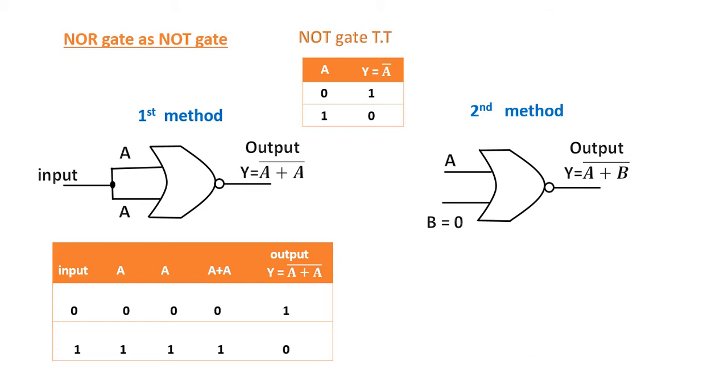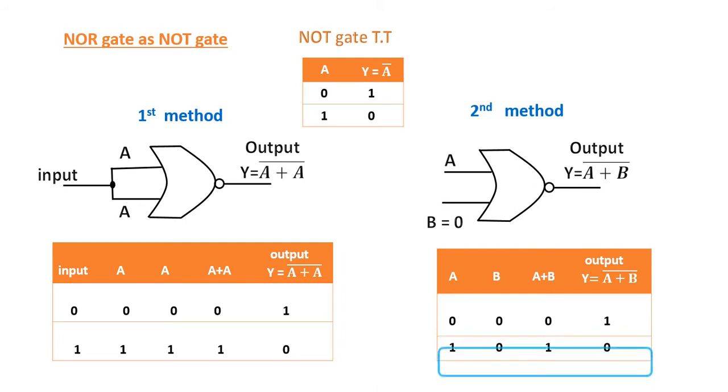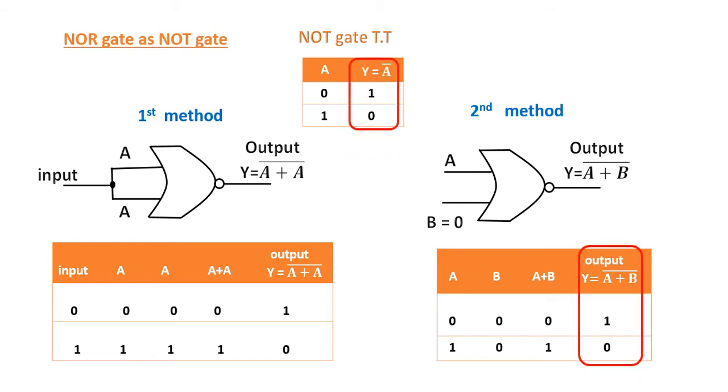Let's verify this by using the values of A. If the value of A is 0, B is 0 here because I am not going to change the value of B. So A + B will be 0 + 0, which is equal to 0, and its complement will be 1. Likewise, if the value of A is 1 and B is 0, since we are not changing the value of B, 1 + 0 will be 1 and its complement will be 0. You can see this output is exactly the same as the output of my NOT gate.